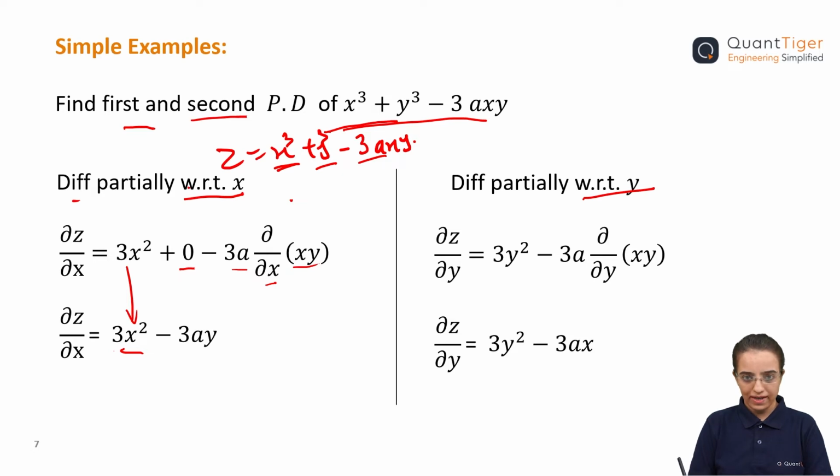Now similarly on the right hand side here, I will be differentiating with respect to y, so that's the reason I have kept the left hand side as del z upon del y, and in the same way we will be doing it, but we have to keep in mind that here it has to be with respect to y. So the first term x cube will become 0, because x will be constant as we are differentiating with respect to y.